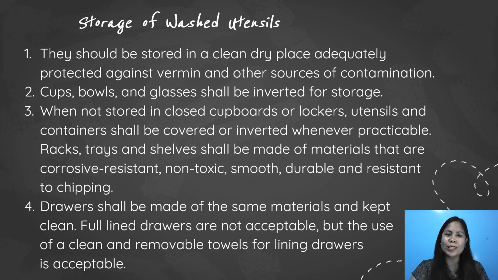Racks, trays, and shelves shall be made of materials that are corrosive resistant, non-toxic, smooth, durable, and resistant to chipping. 4. Drawers shall be made of the same materials and kept clean. Full-line drawers are not acceptable, but the use of clean and removable towels for lining drawers is acceptable. Cleaned and sanitized food equipment and utensils must be handled in a way that protects them from contamination.